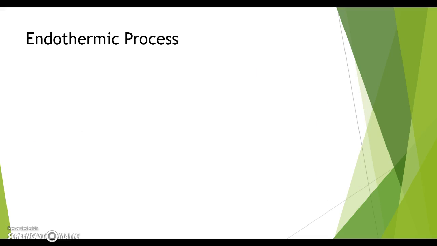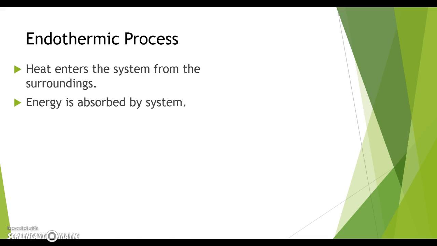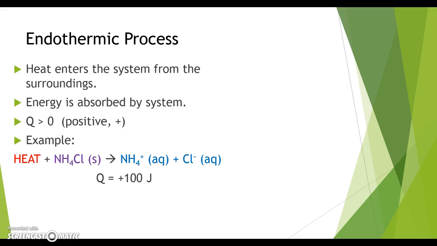Endothermic process describes when heat enters the system from the surroundings. In other words, energy is absorbed by the system. The sign convention that we use for the letter Q is that it is positive. Q is greater than 0 and it is given the sign of positive. For example, let's take a look at this example. If we were to dissolve solid ammonium chloride into its ions, ammonium ion and chloride ion, it will actually absorb heat from its surroundings.